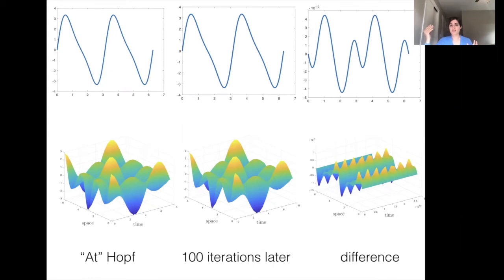But if we look at the norm of the difference between the two, we actually notice that it is different. We have been walking away from it. So the stationary solution changed by 10 to the minus 10, while the periodic solution actually had a difference of 10 to the minus 4.